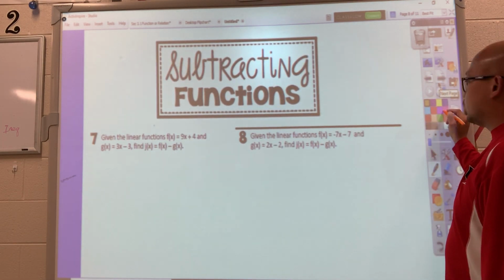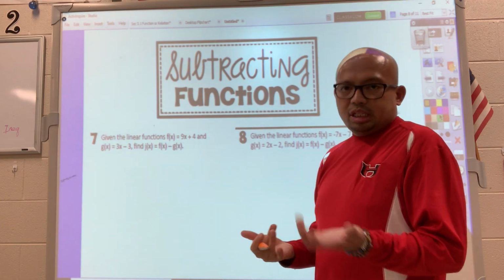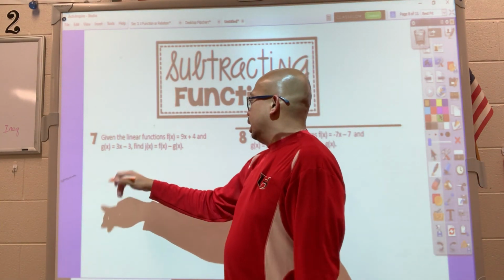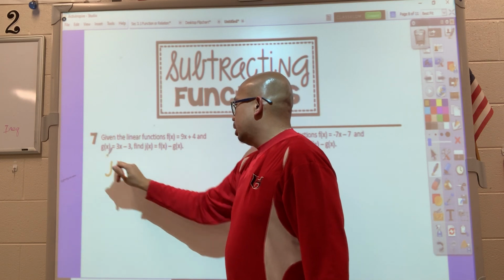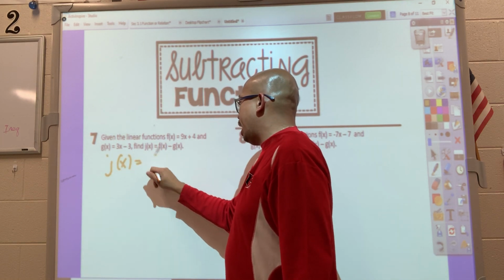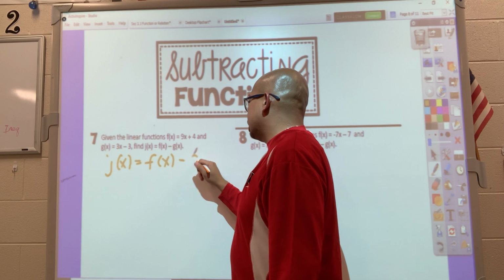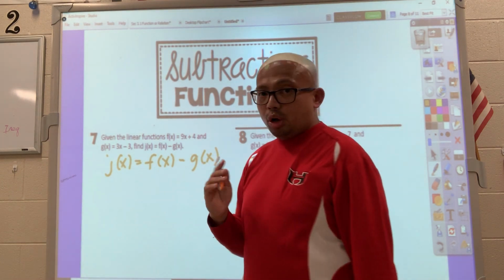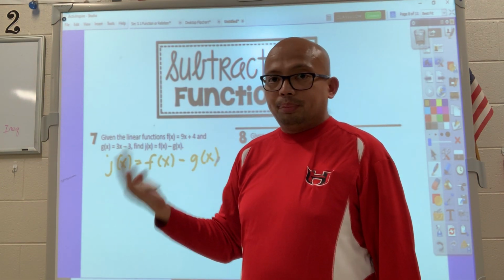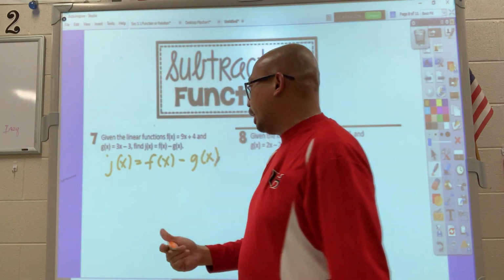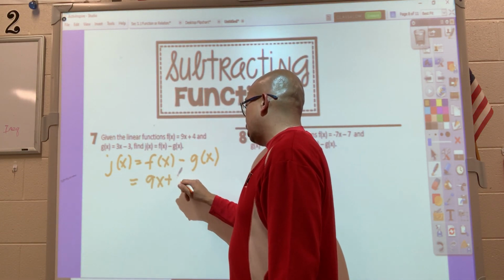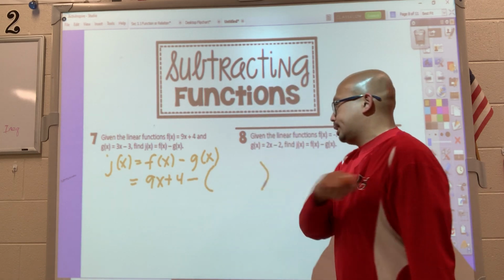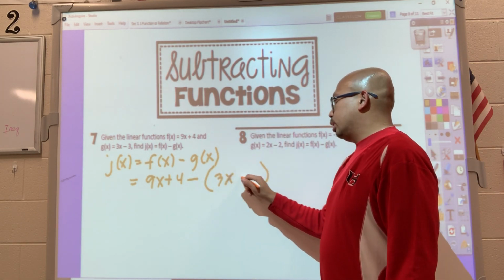For subtracting, it's pretty much the same thing, we just have to subtract instead of adding. So f minus g of x, the only key you have to remember is that minus is slightly different than adding, because aside from subtracting, you have to distribute the negative sign. What do I mean by that? f of x is 9x plus 4 minus parenthesis 3x minus 3.